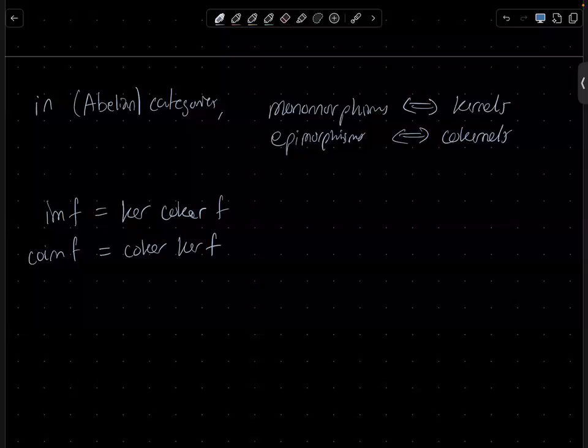Yeah, because surely, I said that one issue is that sometimes kernels and co-kernels don't even exist. So I don't even know why this would be reasonable in an additive category. My bad.